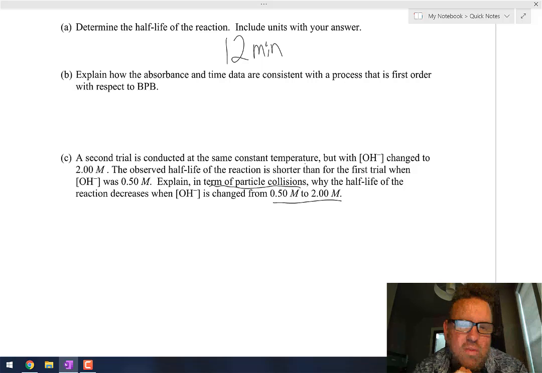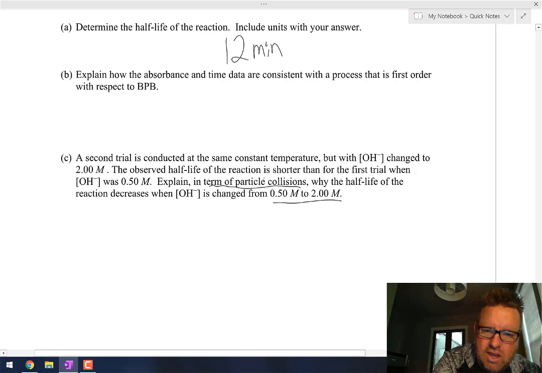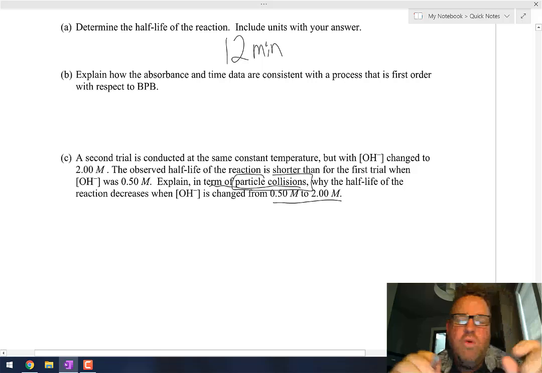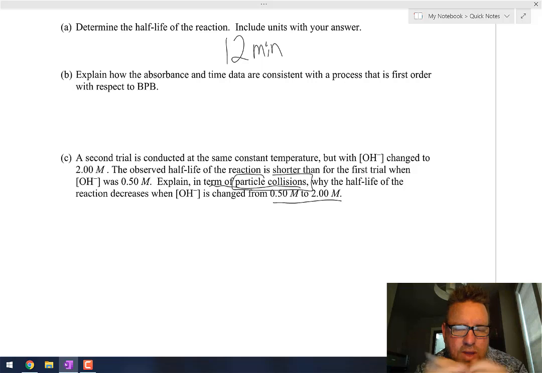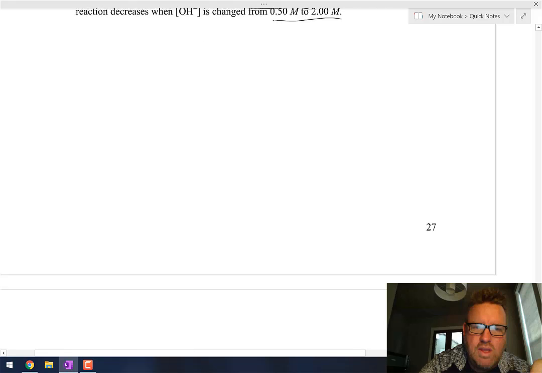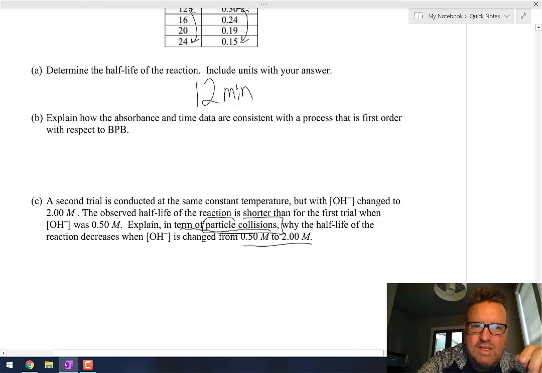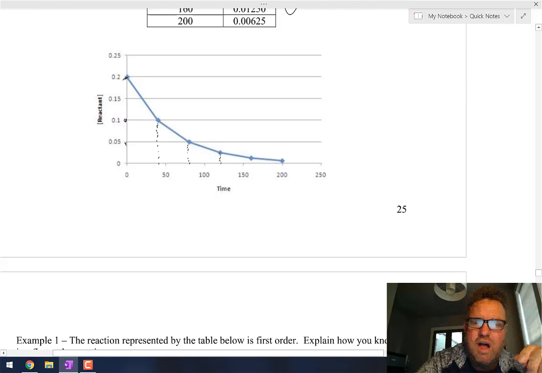However, I don't think that was necessary for this question. If you simply say, again, you're talking about the particles colliding. When you increase the concentration, the number of particle collisions also increases, which will increase the speed at which the reaction is happening. That would be an acceptable answer to that question. Okay, and I think that is it.